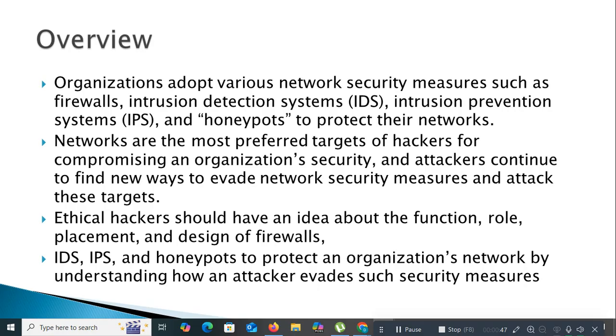Organizations adopt various network security measures such as what? Firewalls. And the second thing is the intrusion detection system. IDS means intrusion detection. What does intrusion mean?